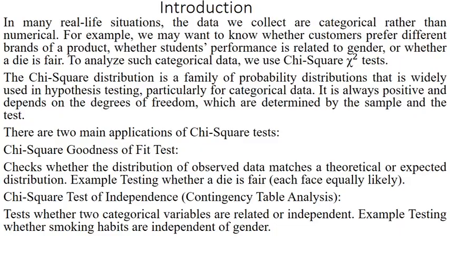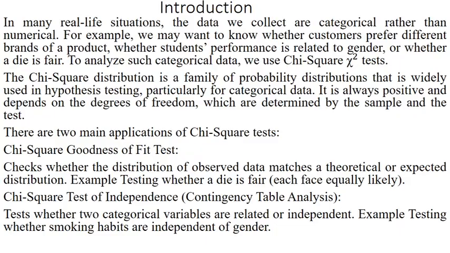The chi-square distribution is a family of probability distributions. I think when we are in study section 4, we talk about probability distributions, if we can remember. So the chi-square distribution is also a family of probability distributions that is widely used in hypothesis testing, particularly for categorical data. It is always positive and depends on the degrees of freedom, which are determined by the sample and the test. There are two main applications of the chi-square test.